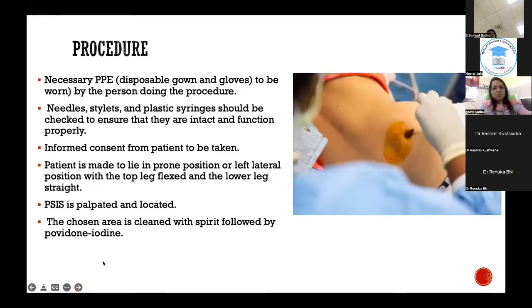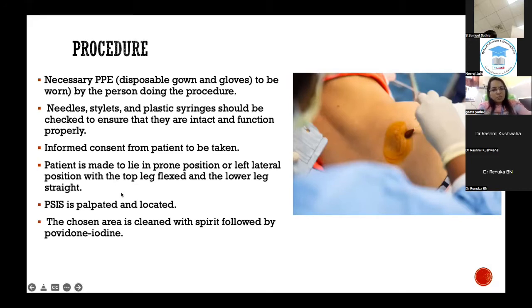So what is the procedure? Before going to the procedure, the person who is doing the bone marrow needs to wear the necessary PPE. It doesn't mean that he has to fully cover himself with a PPE kit, but the necessary items like a disposable gown, just to avoid the spill of blood, and gloves. Then he needs to check the needles, the slides, stylets, and the plastic syringes. Sometimes when we are into the bone marrow and collecting the sample, the plastic syringe is not fitting, so adequate pressure is not maintained. So these things have to be checked prior to the procedure. Then consent from the patient. It is very important because it is an invasive procedure, so consent from the patient has to be taken.